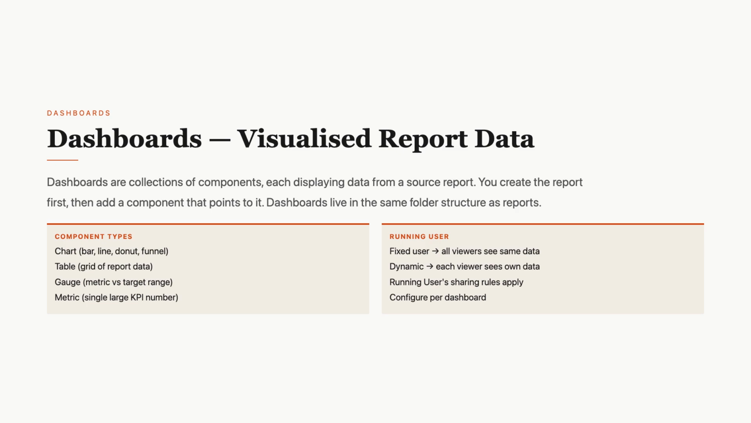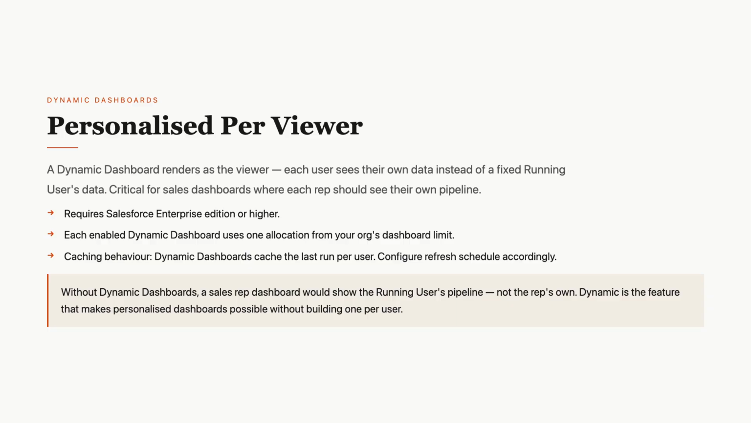Conditional highlighting applies color formatting to summary report cells based on value ranges. If the sum of amount at a stage group is below target, show red. Above target, show green. This is configurable per summary field and visible directly in the report table. Useful for at-a-glance pipeline health.